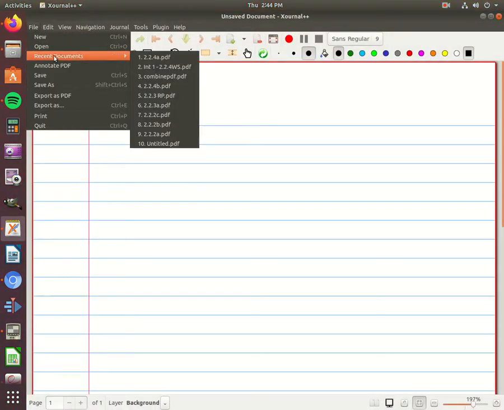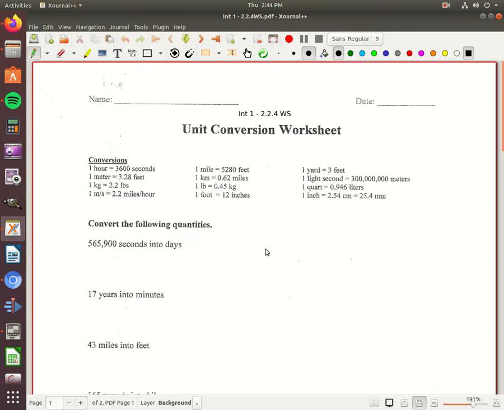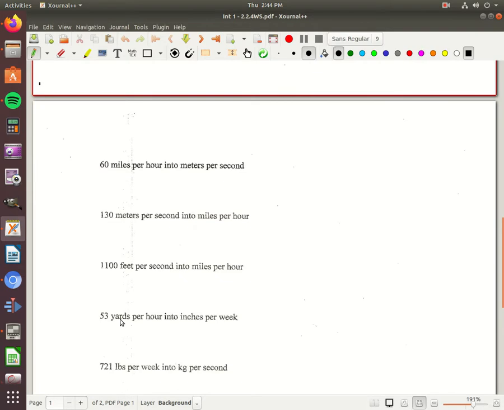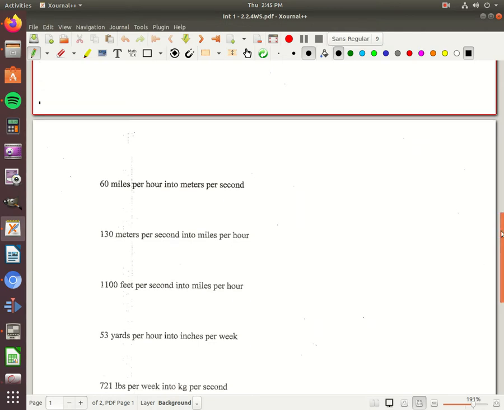So let's go ahead and look at some of those conversions. And I'll tell you this, not everybody loves what I'm going to show right now, and I don't care if you don't use it. It's totally up to you. I just think that it's easy if I ask you to convert 17 years into minutes. Sometimes kids have no trouble doing that. But when it gets more difficult, like how many yards per hour into inches per week, or how many pounds per week into kilograms per second, it can get really tricky really quickly.